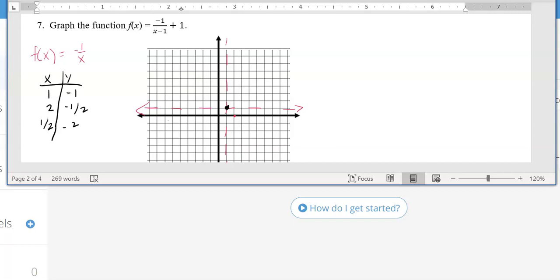Okay, starting here at my new origin, 1, negative 1. Okay, back here to my new origin, 2, negative 1/2. My points aren't showing up really well. And then 1/2, which would be right there, negative 2 would be right there. Okay, and we follow the horizontal and the vertical asymptotes forever, always approaching, never touching. And then whatever you choose for positive inputs, just turn around and do the same as negatives. Okay, so I'll just show it like this.